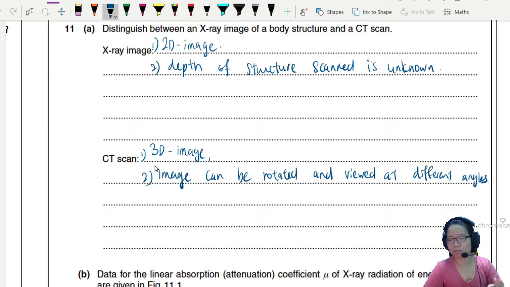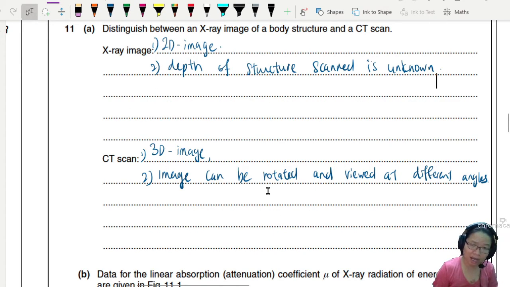But how deep is the tumor? Is it halfway into the chest? Is it close to the front of the chest? Is it close to your back? Where is it? Unknown. Need to do a CT scan. Okay. Whereas for CT scan, we can rotate, we can look at it from different angles. We can tell exactly how deep inside the body the structure is.